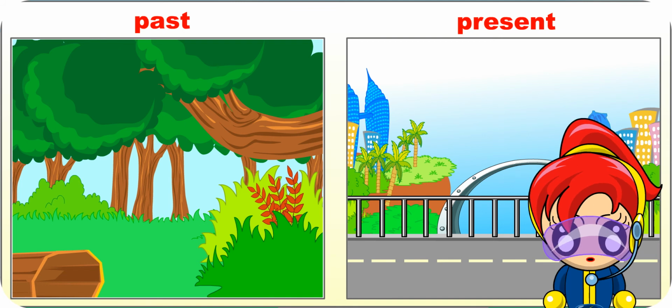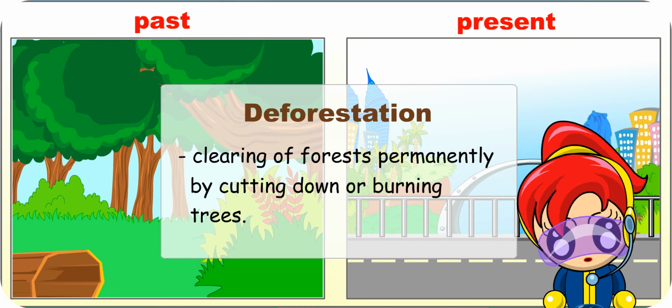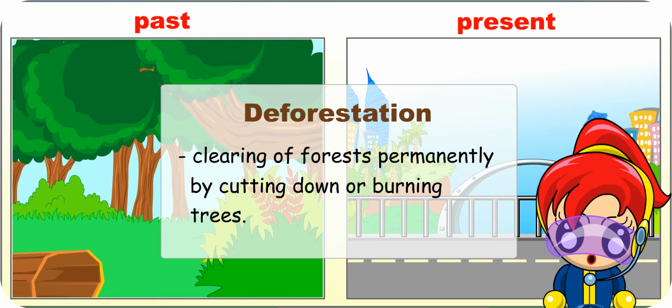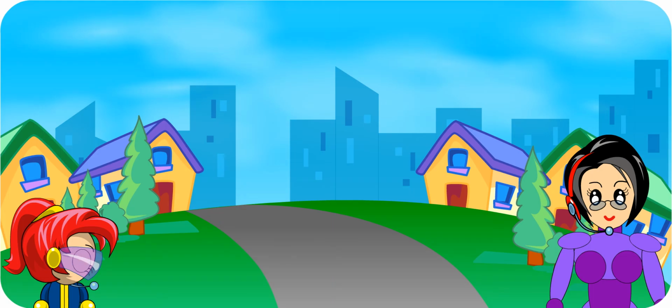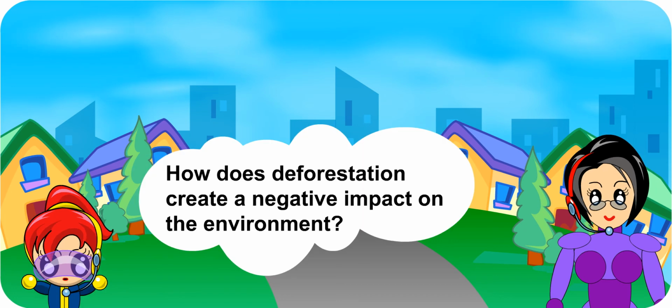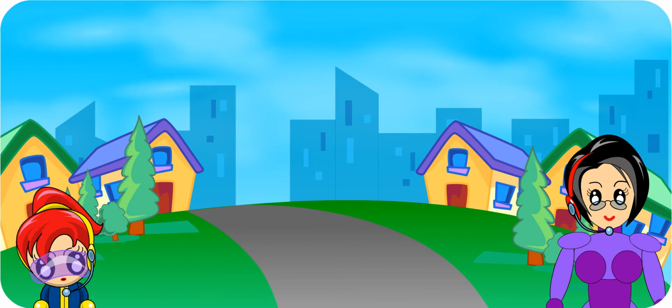Of course not. This process whereby a forest is cleared by cutting down or burning trees is known as deforestation. Deforestation. So, forests are cleared for different purposes. How does this action result in a negative impact on the environment, teacher? Now follow through the activity and you will understand.